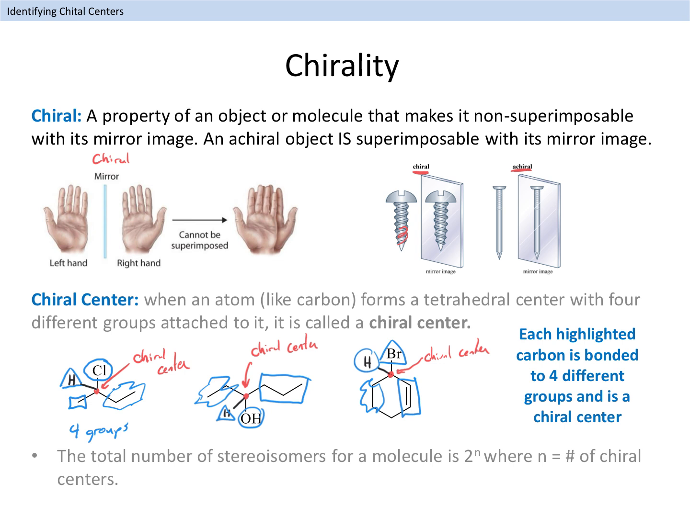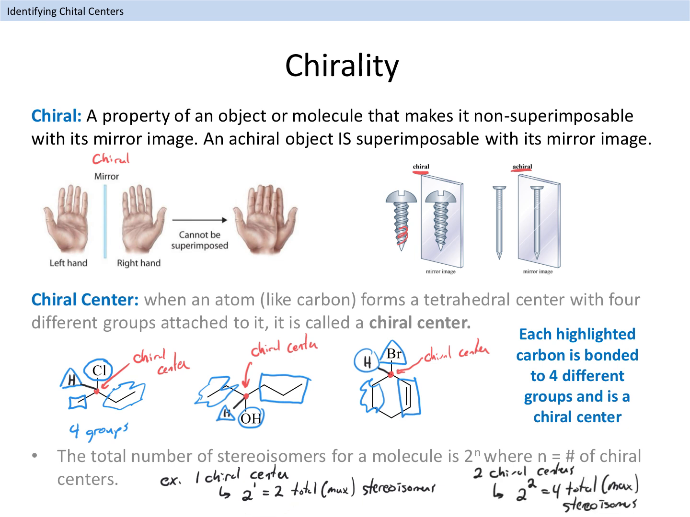There is an important relationship between the number of chiral centers and the total number of stereoisomers that can exist for a molecule. The formula shown below expresses this relationship. If a molecule has n chiral centers, then the total number of stereoisomers is 2 to the power of n. This means that a molecule with one chiral center can have 2 stereoisomers, while a molecule with 2 chiral centers can have 4 stereoisomers, and so on.